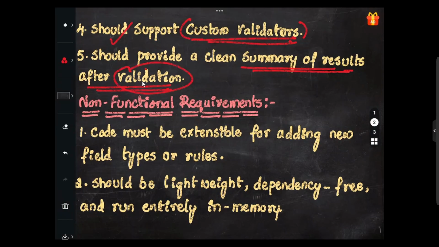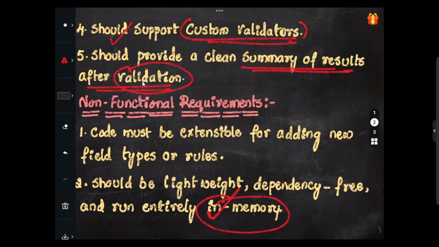First, code must be extensible for adding new field types or rules. It must be modular and extensible, open for adding new validators in simple terms. It should be lightweight, dependency free, and run entirely in memory. We don't have to use any external database as we are just going with a single file CLI demo.